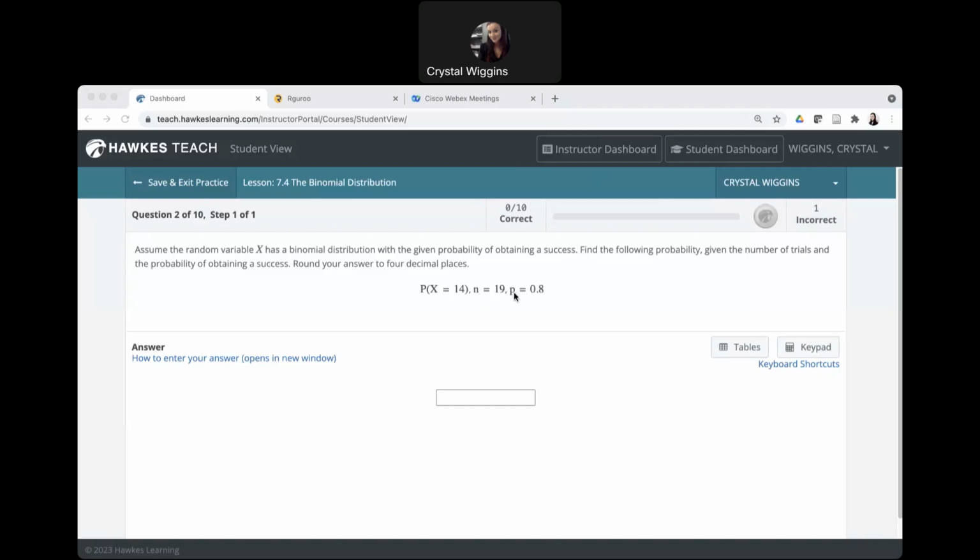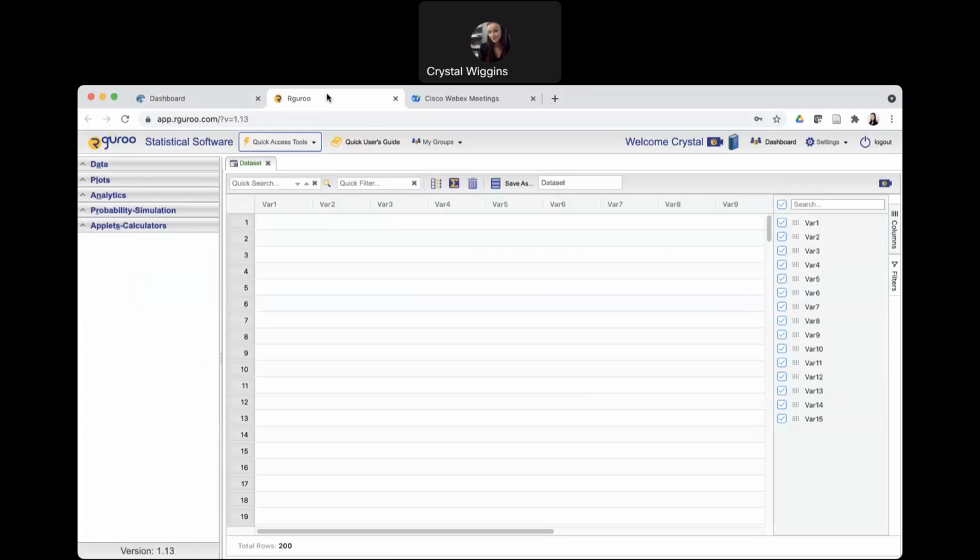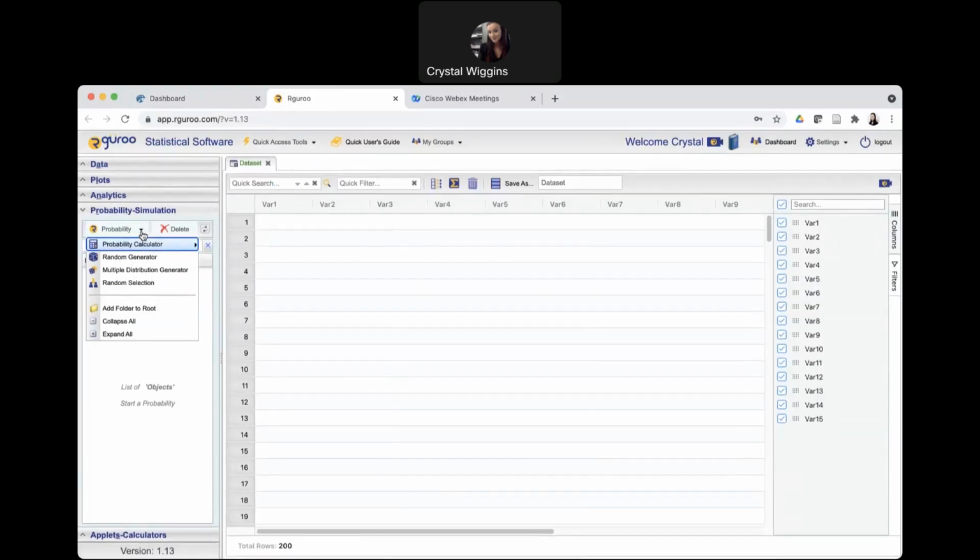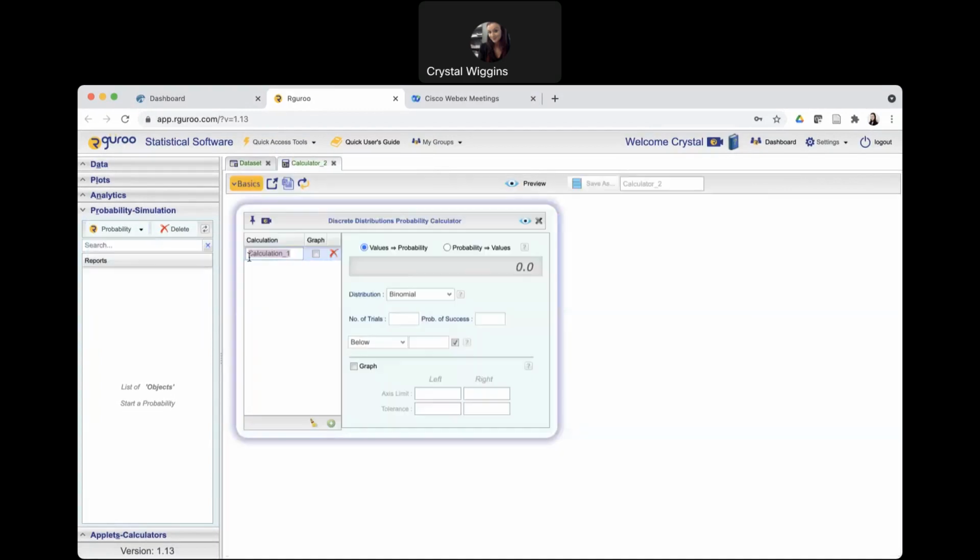Okay, so when we're in Rguroo, let's head over there now. We are going to come down here to the probability and simulation area. Drop down your probability menu, and the very first thing is a probability calculator where you'll see the options to choose from continuous or discrete. Chapter 7 is all about discrete distributions. After Chapter 7, we will solely be talking about continuous distributions. But for now, let's focus on the discrete.